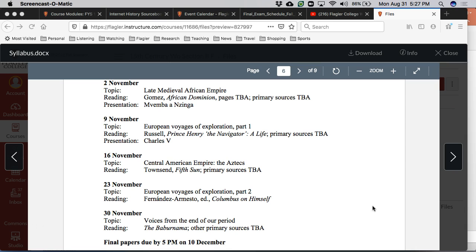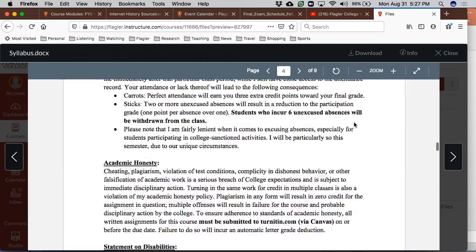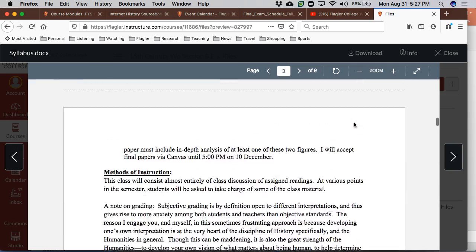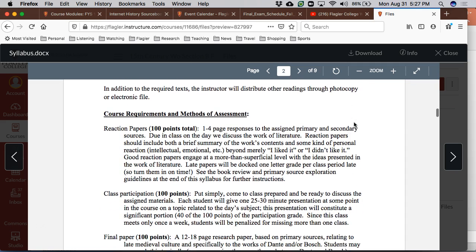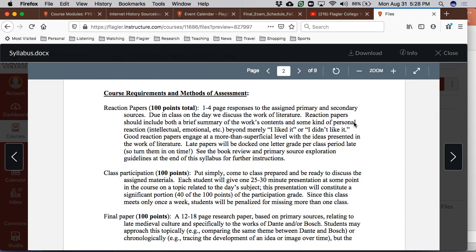There are 3 parts to your grade in this class. One of these is not a paper on Dante or Bosch. Okay. Every week, you need to write a short response paper. I mean, I put 1 to 4, but I don't expect you to write 4 pages every week, okay? And that's why I also put 1, right?